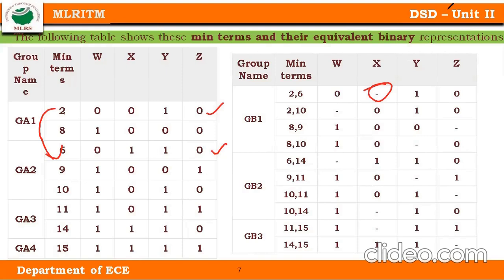Then I need to go for 2 with 9. 0 1, already one change is there. 0 0, no change. 1 and 0, there are two changes, so leave that one. So 2 and 9 is not paired in the minterms. Then I'll go for 2 and 10. 0 1, one change is there, so I have marked it with a dash. The others have no change. So 10 is also paired now.